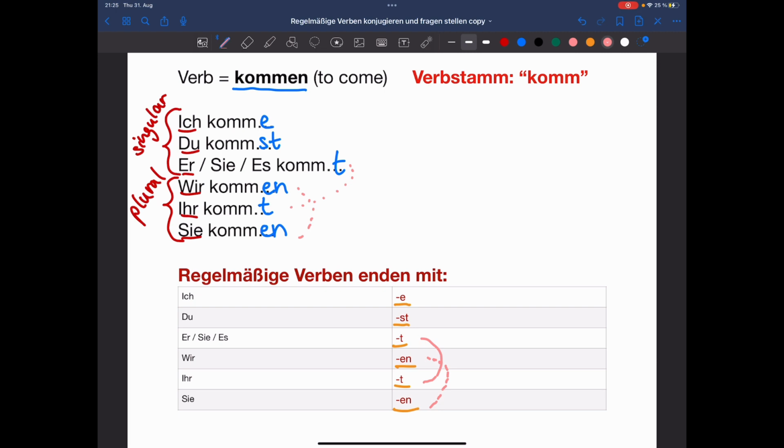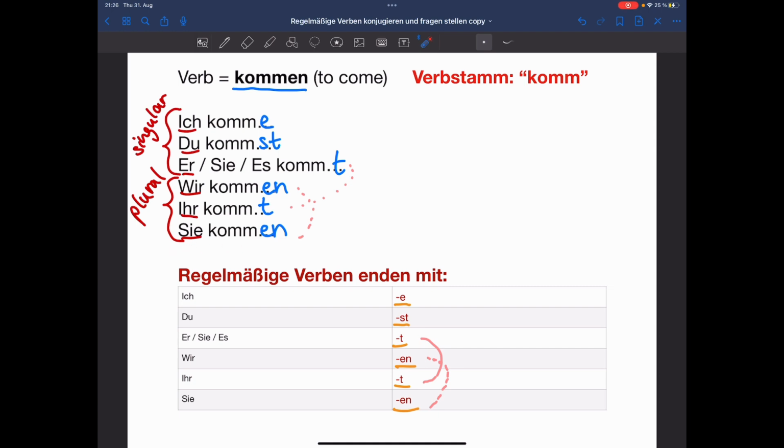Okay, perfect. Let's read through it one more time. Please repeat after me. Ich komme. Du kommst. Er kommt. Sie kommt. Es kommt. Wir kommen. Ihr kommt. Sie kommen. Perfect.